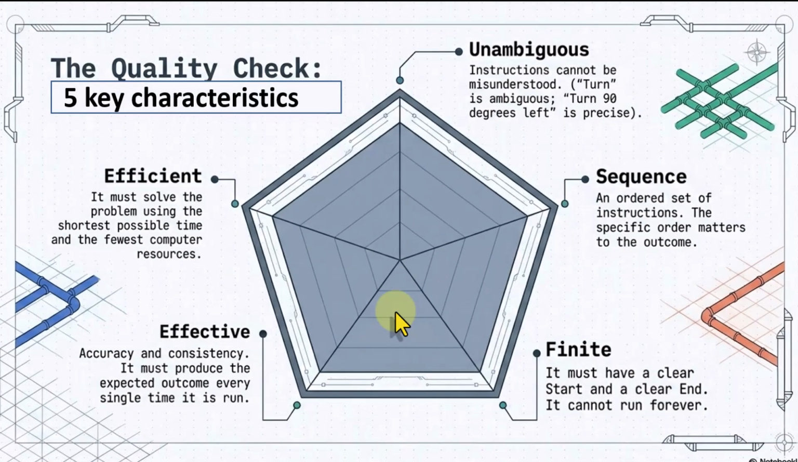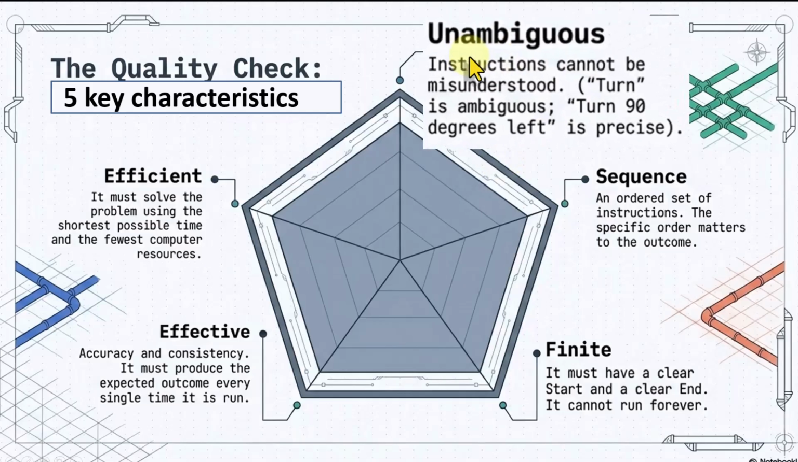The quality check: the five characteristics of a good algorithm. The first one is that an algorithm has to be unambiguous. Instructions cannot be misunderstood. You have to be very precise about what you want the computer to do. For example, "turn" is ambiguous. It can mean many things. But "turn 90 degrees left" is precise. Here the computer cannot make any kind of mistake.